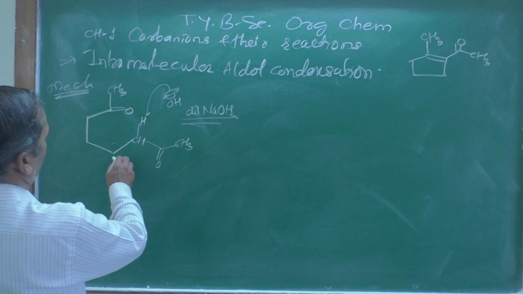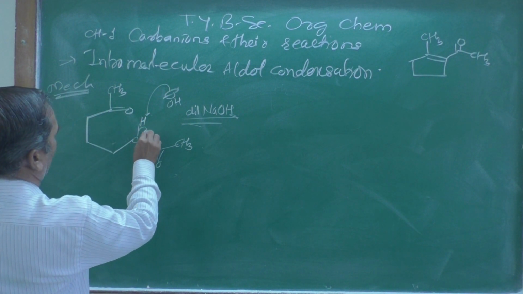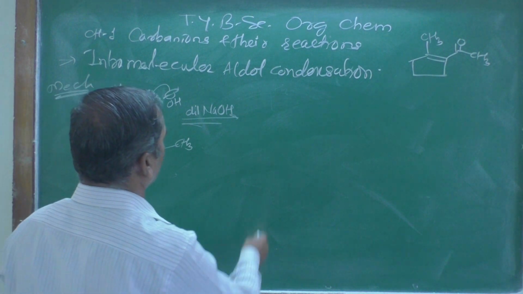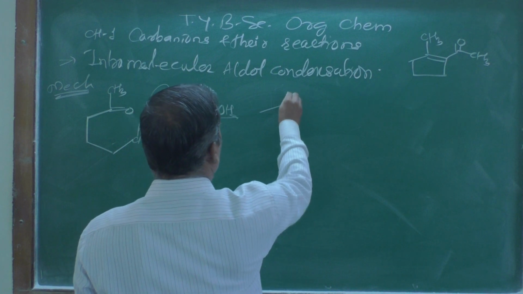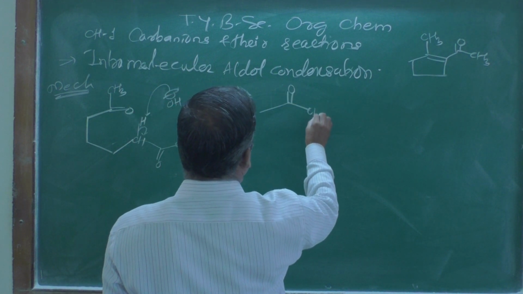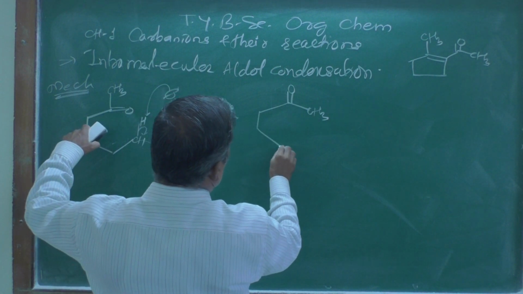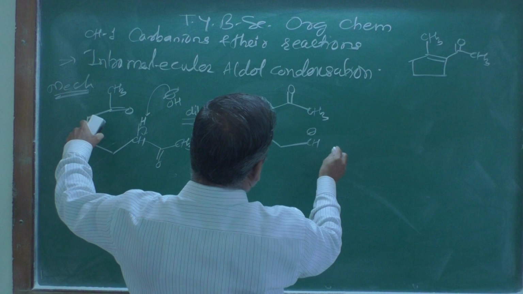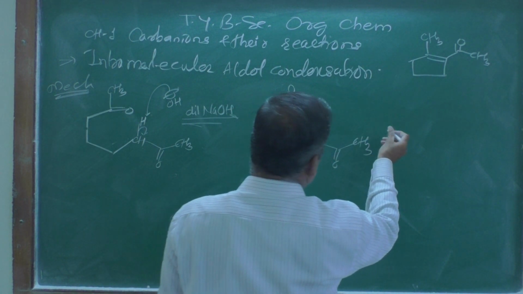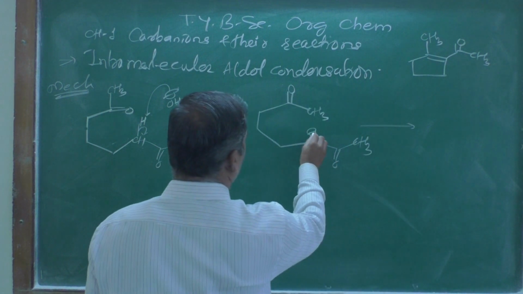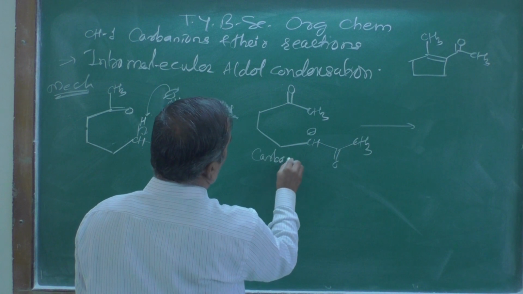When that proton is abstracted, the negative charge is on that carbon atom, and we can write this compound like this: CH minus charge, then C double bond O and CH3. This negative charge is nothing but a carbanion.